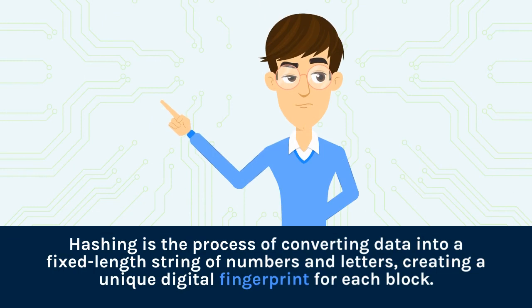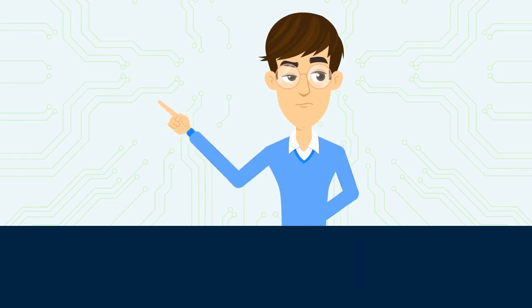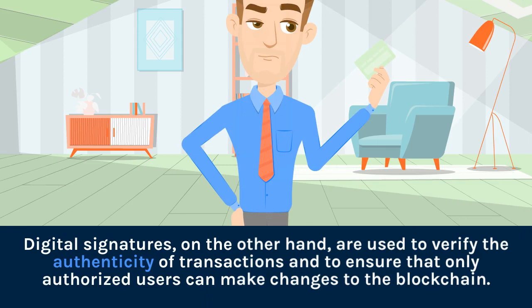Hashing is the process of converting data into a fixed-length string of numbers and letters, creating a unique digital fingerprint for each block. Digital signatures, on the other hand, are used to verify the authenticity of transactions and to ensure that only authorized users can make changes to the blockchain.